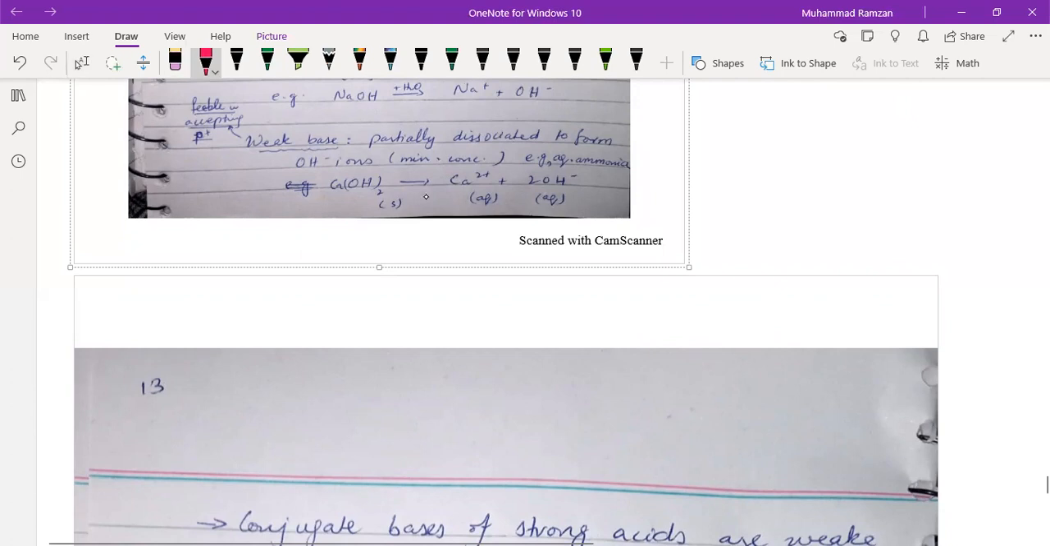And it is written, and this is reversible basically. This is the reversible sign, Ca2 plus and 2OH minus. It is slightly dissociated, or you can say dissolved slightly. And there is a point below.